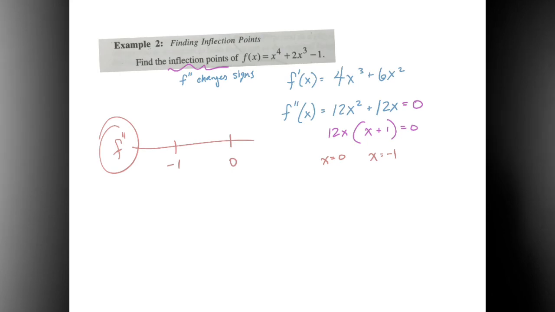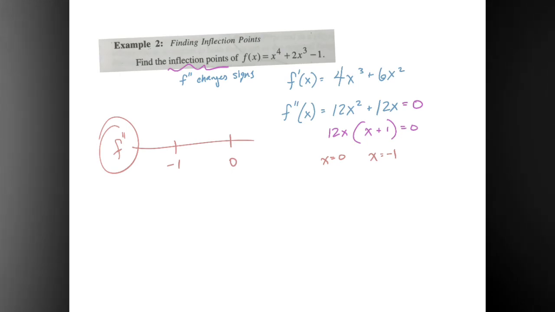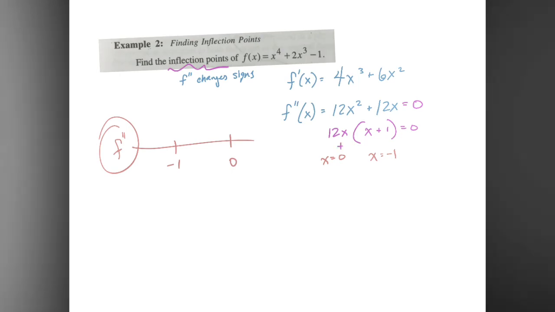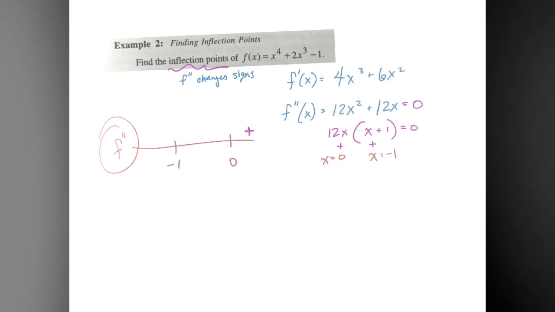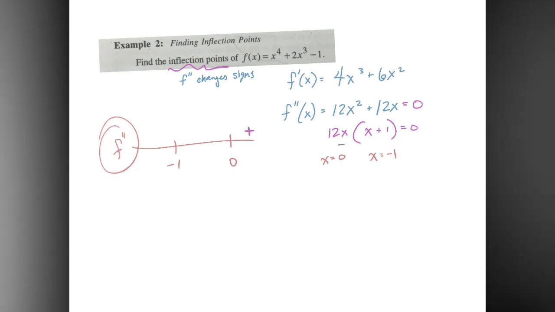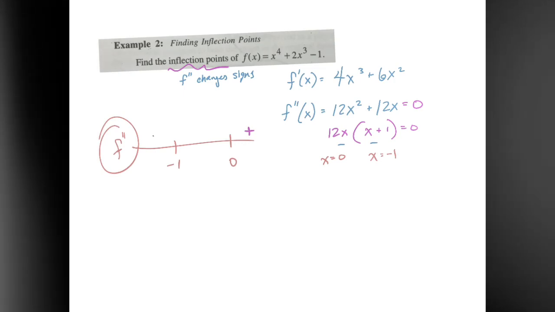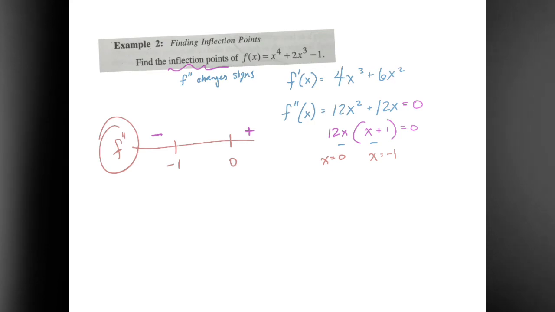Let's pick a positive 1 and throw it in here. Positive 1 will give me a 12, and positive 1 here will give me a 2, so positive times a positive is a positive. Let's pick a test point of negative 2. If I pick negative 2, then I'll have a negative 24, and negative 2 there will give me a negative, so a negative and a negative make a positive in that interval.